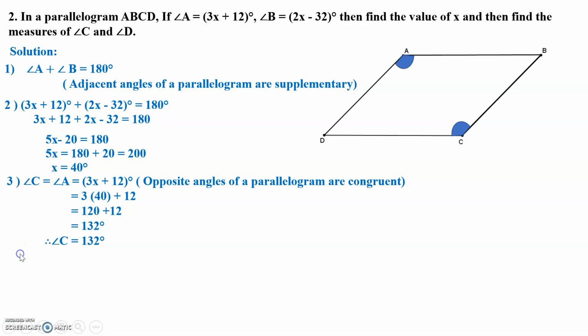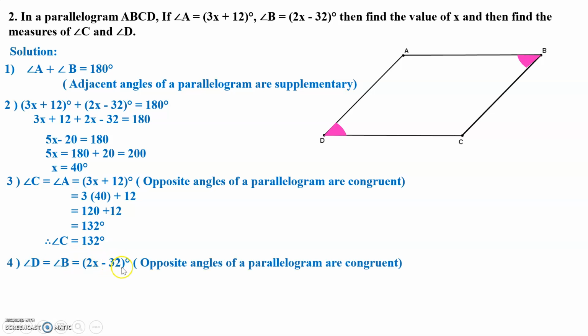Similarly, we will find the measure of angle D. So angle D will be equal to angle B, equal to 2x minus 32 degrees. Reason again the same: opposite angles of a parallelogram are congruent. Next step, we need to substitute the value of x, that is 40 minus 32. 2 into 40 minus 32 equal to 80 minus 32 equal to 48 degrees. So we get angle D is equal to 48 degrees.